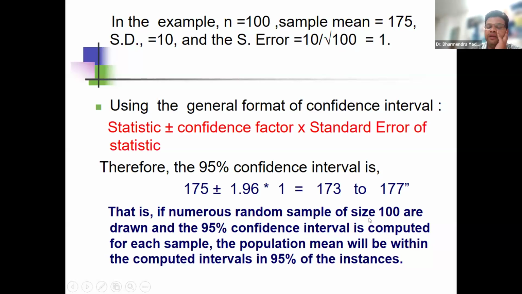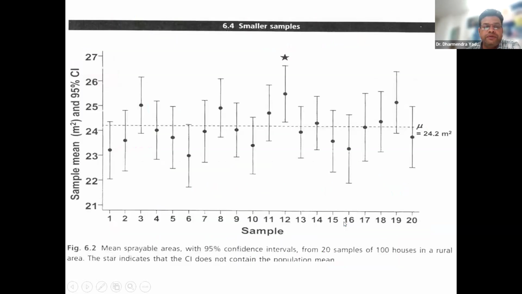Now, if numerous random samples of size 100 are drawn and the 95% confidence interval is computed for each sample, the population mean will be within the computed intervals, that is 173 to 179. Now, what is the relationship between sample size and confidence interval, or range of the confidence?